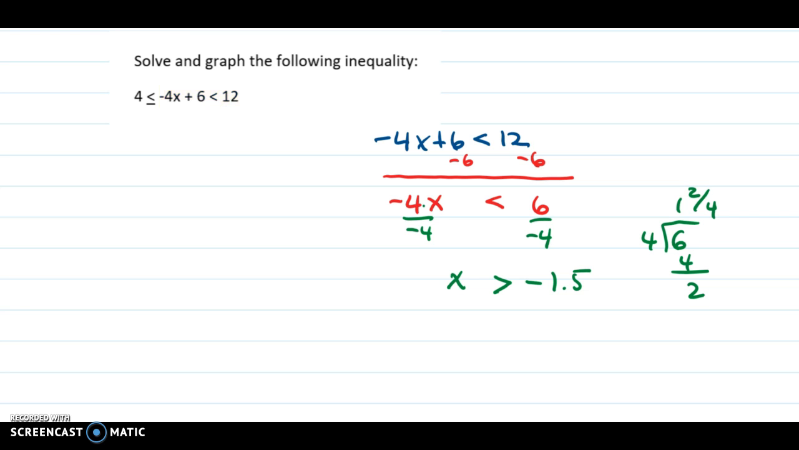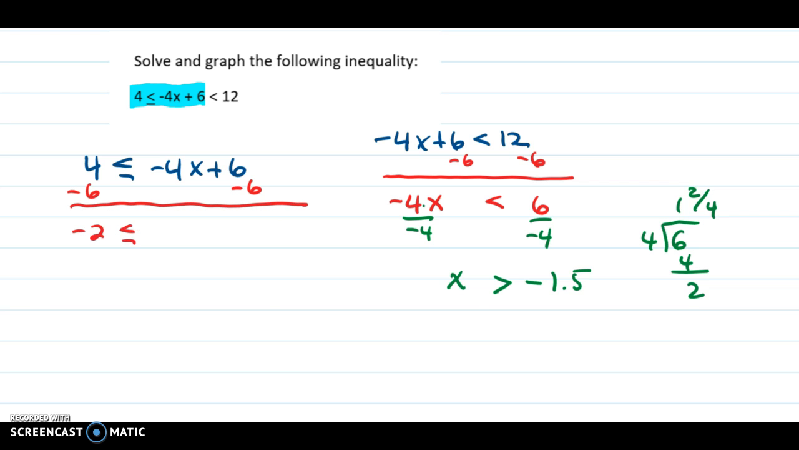The next part that you're going to do is you're going to take the middle part and the part that's to the left. And you're going to write that down and solve it. So 4 is less than or equal to negative 4x plus 6. And let's take the same exact steps that we did in the last part. We're going to subtract 6 on both sides. So 4 minus 6 is negative 2.